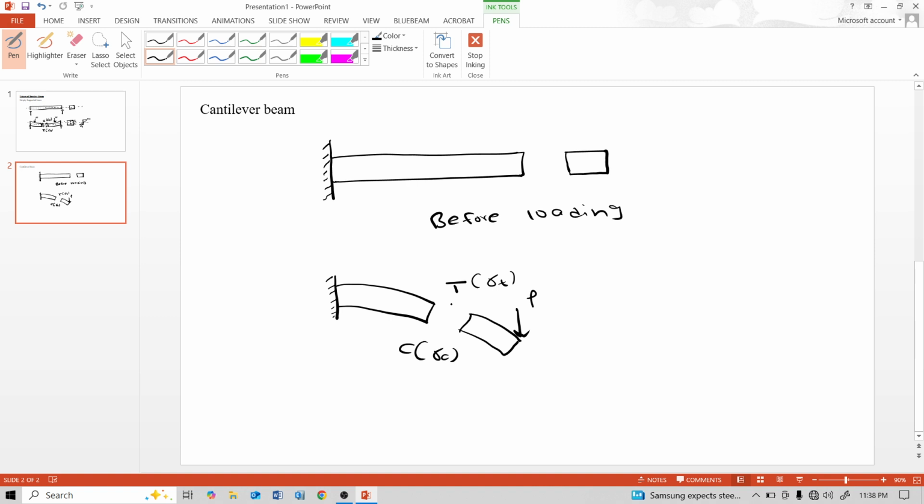Tensile stresses is, this is the neutral axis of this beam. And compressive stresses. The arrows are like this: this support shows compressive, so the arrow is like this, and this support shows tensile, so the arrow is like this, tensile.